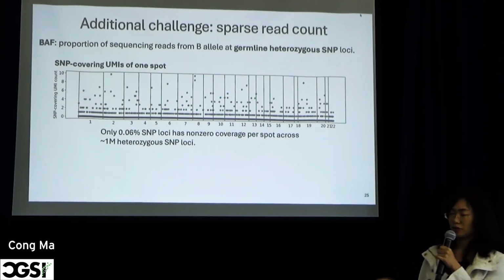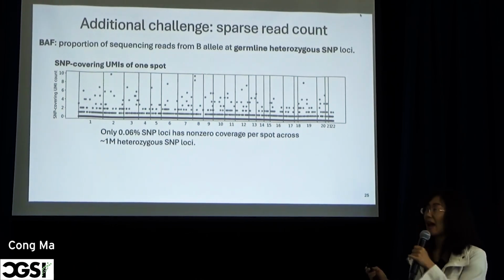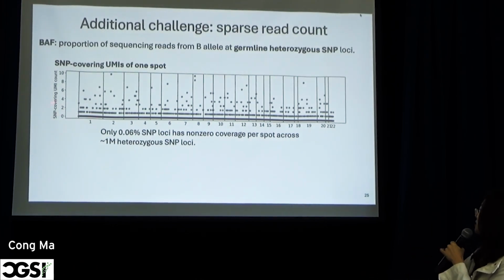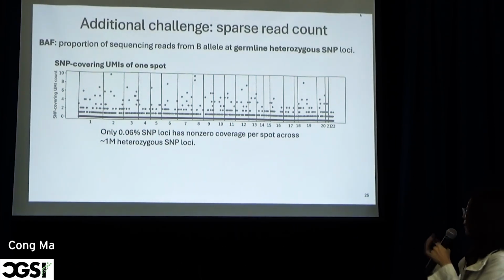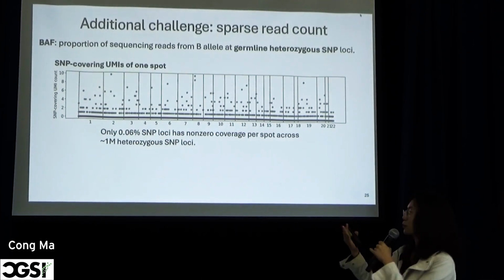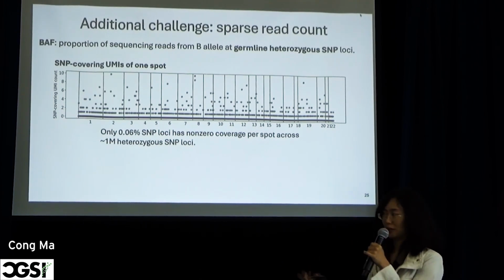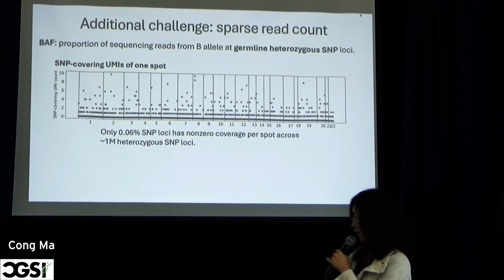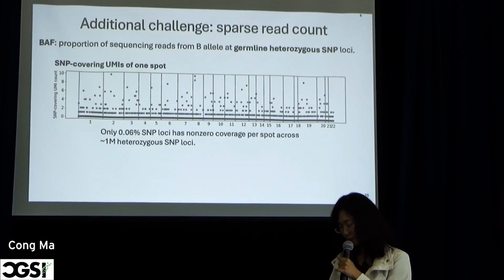total number of sequencing reads covering the SNP we're looking at is on the order of a small integer. Most of them are actually 0. So it's not possible to have a proportion when the denominator is 0. This is very problematic, an additional challenge in spatial transcriptomics data.